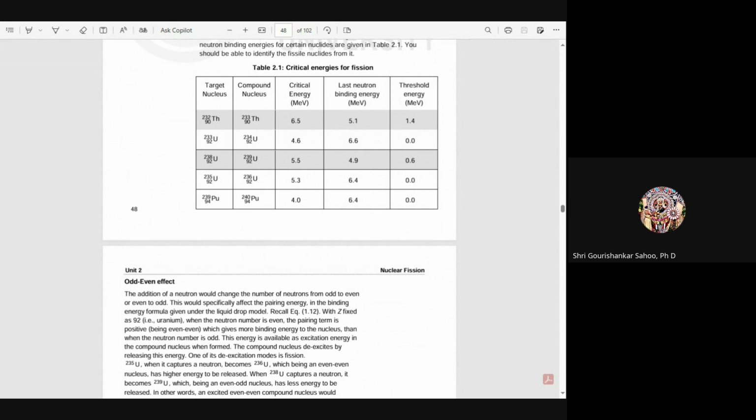Similarly, for uranium 235 (U 235, 92), when the compound nucleus formed is uranium 236 (U 236, 92), your critical energy will be 5.3 mega electron volt. Your last neutron binding energy will be 6.4 mega electron volt, and threshold energy will be 0. And for plutonium 239 (Pu 239, 94), if the compound nucleus formed is plutonium 240 (Pu 240, 94), then the critical energy will be 4, the last neutron binding energy will be 6.4, and threshold energy will be 0.